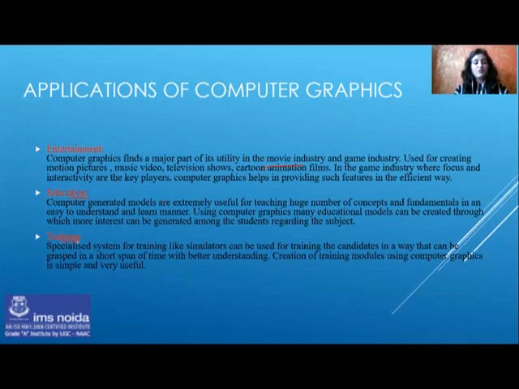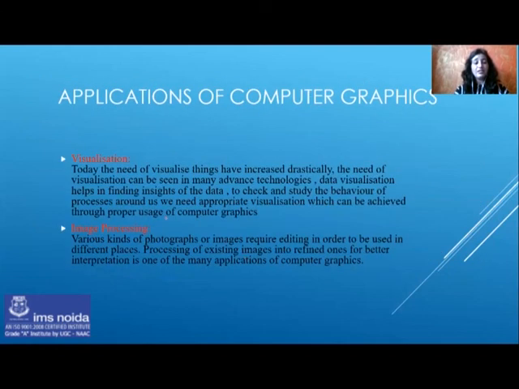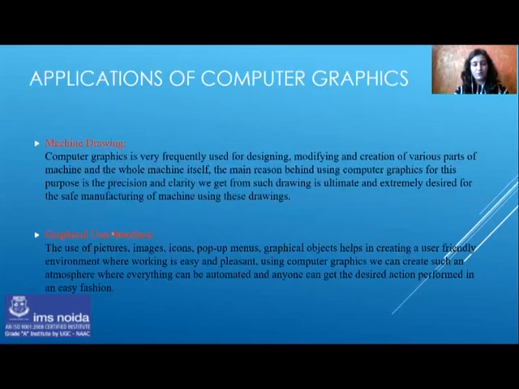And training, for creating training modules. The next is visualization, for visualizing things and to check the study and behavior of processes around us. So visualization is very important for us. And image processing is very important, because there are lots of images which are required for editing. Image processing is a main application of computer graphics. And machine drawing, where graphics is used for designing and modifying various types of machines.